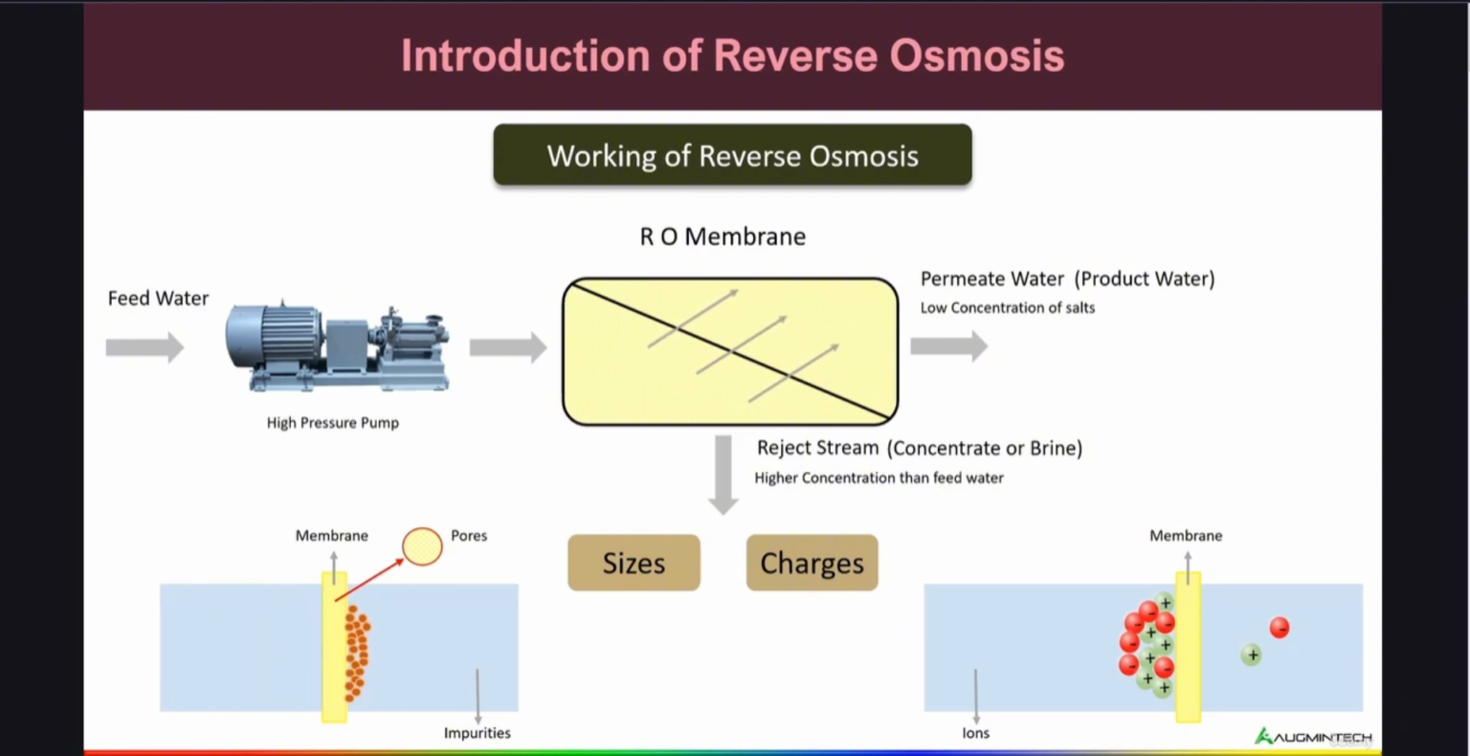Since the RO membrane rejects contaminants based on their size and charge, many gases like carbon dioxide, hydrogen sulfide, methane and ethane, which are not ionized or charged and also have very low molecular weight, will pass through the reverse osmosis. And some pesticides, solvents and volatile organic chemicals are also not removed by RO.